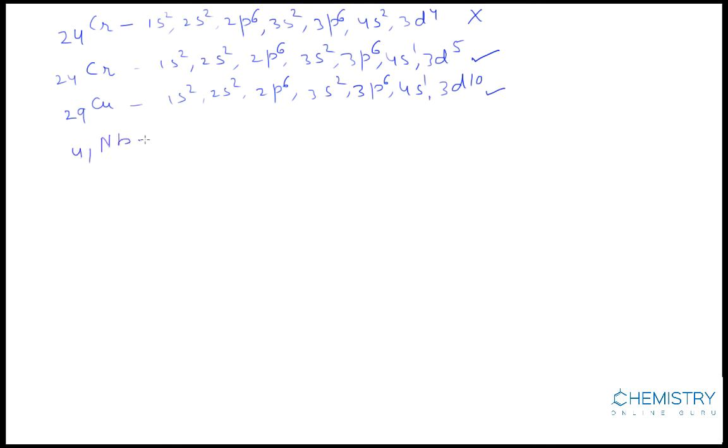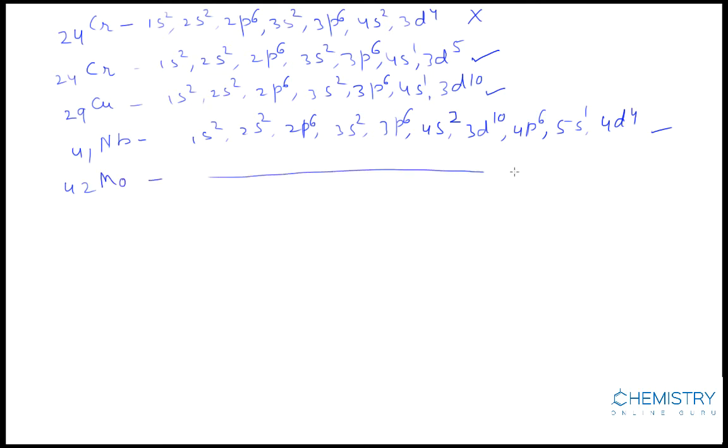41, Nb: 1s2, 2s2, 2p6, 3s2, 3p6, 4s2, 3d10, 4p6, 5s1, 4d4. This configuration is correct. In the case of 42, molybdenum, similar to Nb, but there is one difference, 4d5.